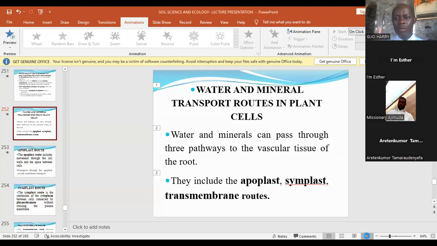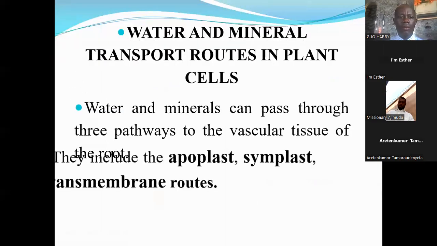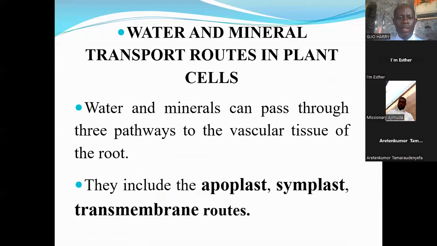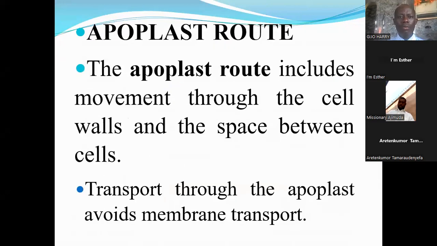So the water transport routes include the apoplast, the symplast, and the transmembrane routes. The apoplast route includes movement through the cell walls and the space between cells. The water moves through the cell walls and the space between cells.